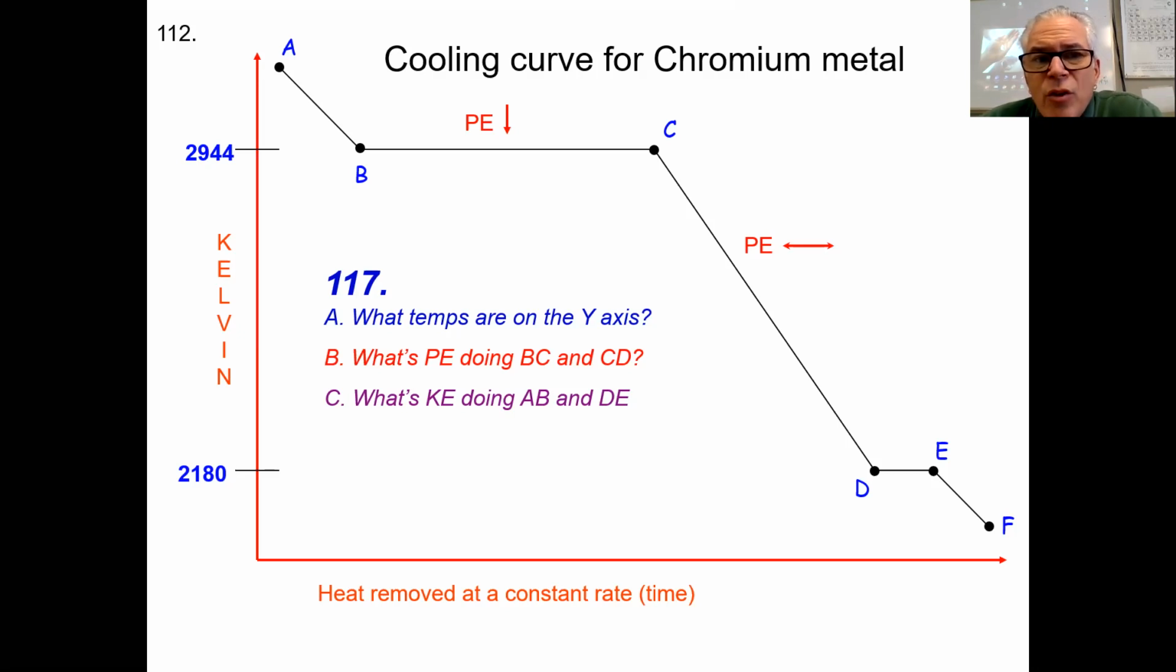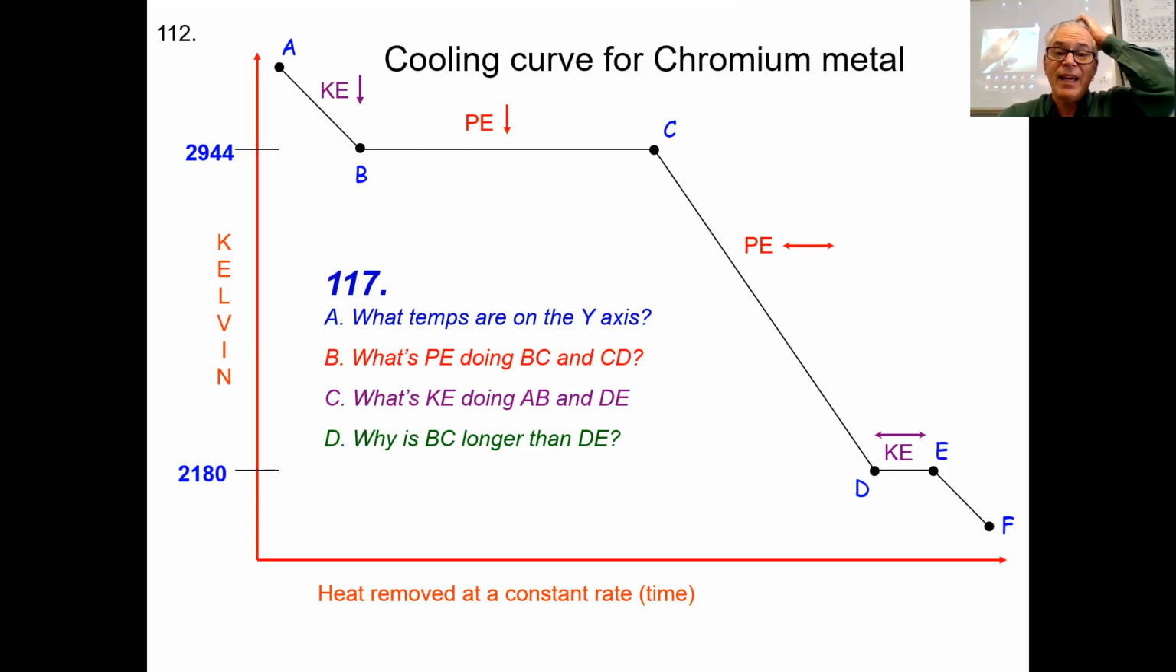What is the kinetic energy doing from A to B? Well, temperature's dropping. That means kinetic energy is dropping. And from D to E, the kinetic energy is steady because the temperature is steady. So let's see what we got. Up on top, the kinetic energy drops, and then D to E, kinetic energy is steady. Now, this is better than I thought. All good.